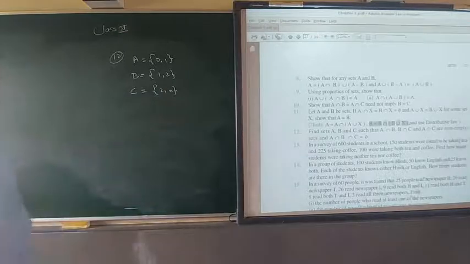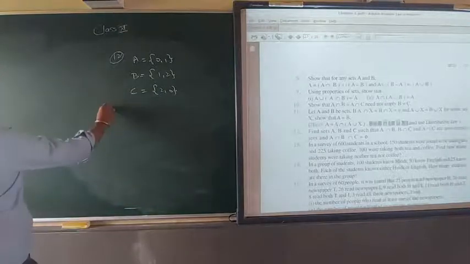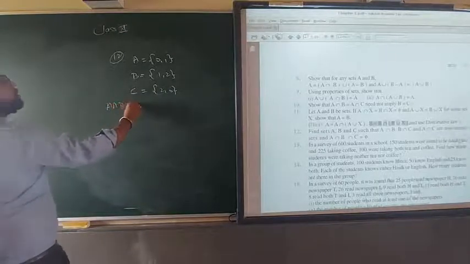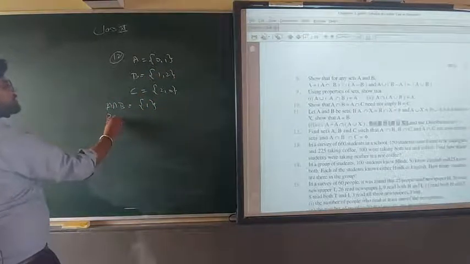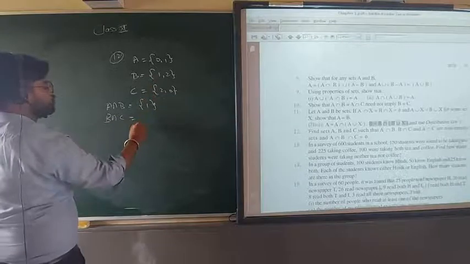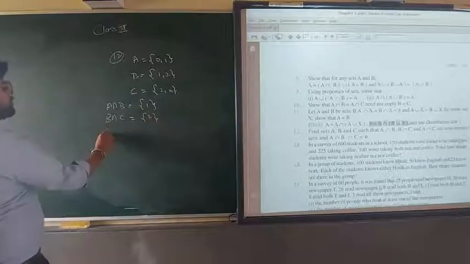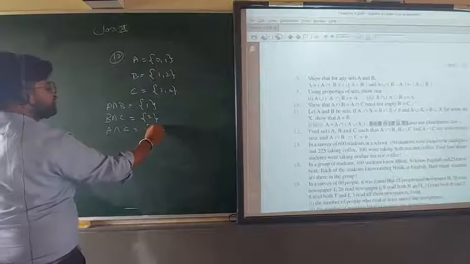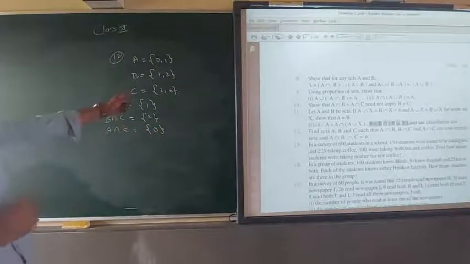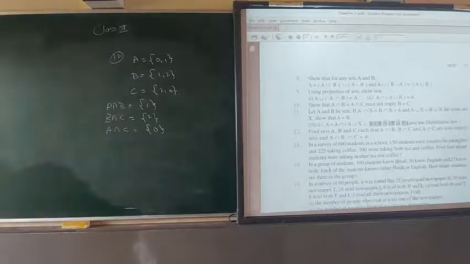So what is A intersection B? The common part is 1, a non-empty set. Then B intersection C, the common part is 2. Then A intersection C, the common part is 0. They all are non-empty sets.